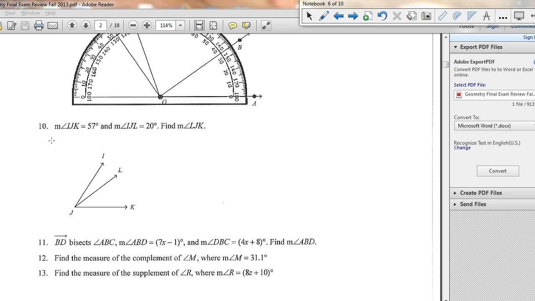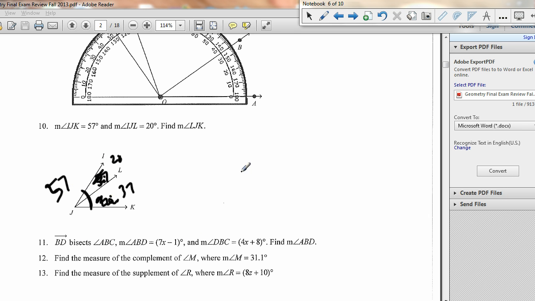Let's see. Measure of IJK is 57 degrees. This is the angle addition postulate. IJL is 20 degrees. Find LJK. I'm sorry, I did something wrong. IJL is 20 degrees. This part was 20 degrees. The whole thing is 57 degrees. So you take 57 minus 20, you'll get this part, which is 37. Angle addition postulate: this angle plus this angle equal the whole thing.